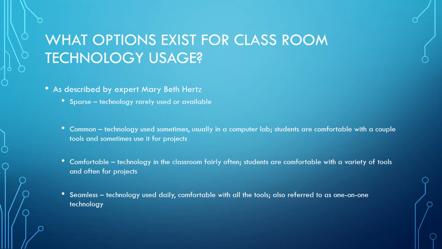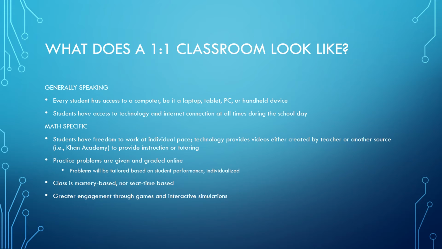Next level is the comfortable level, where technology is in the classroom fairly often and students are comfortable with a variety of tools. In the comfortable usage model, technology is often used for projects. And finally, seamless technology. Technology is used daily. Students are comfortable with all the tools, as well as teachers are comfortable with all the tools. And this is referred to as one-on-one technology. And that is where the rest of my presentation will focus.